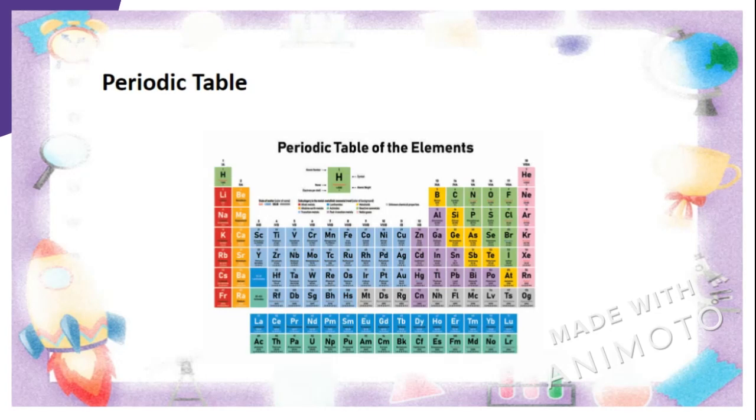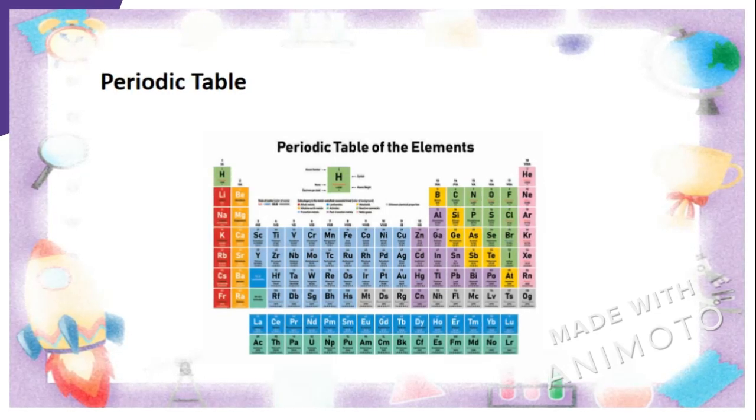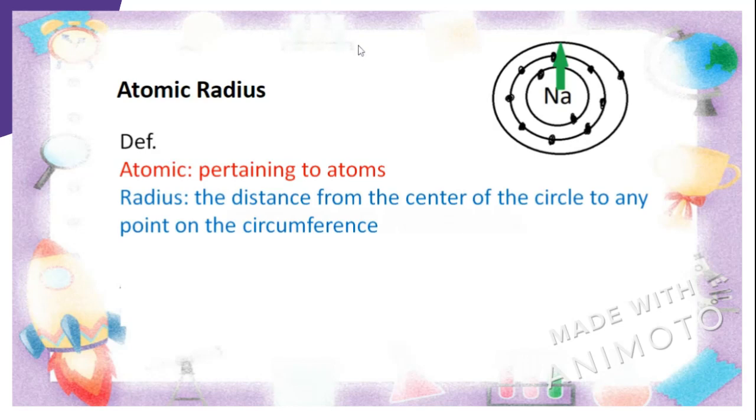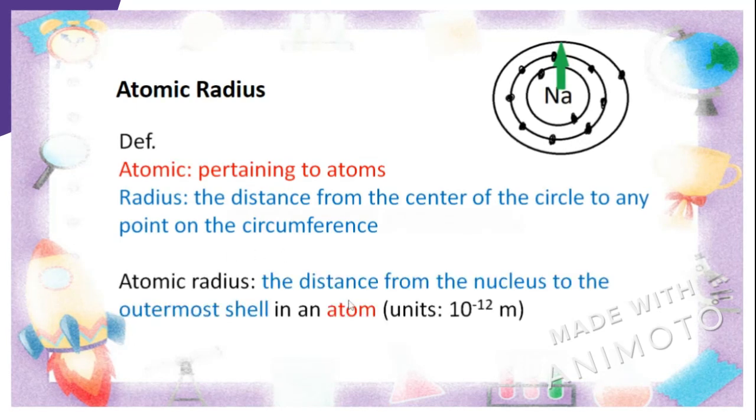Now recall, we have multiple periodic trends in the periodic table. Today we're going to deal with one of them, and that is the atomic radius. Let's define atomic radius. Atomic means pertaining to atoms, and radius is a distance from the center of the circle to any point on its circumference. Putting it together, atomic radius is the distance from the nucleus to the outermost shell in an atom. The units given are 10 to the negative 12 meters, or 1 picometer.